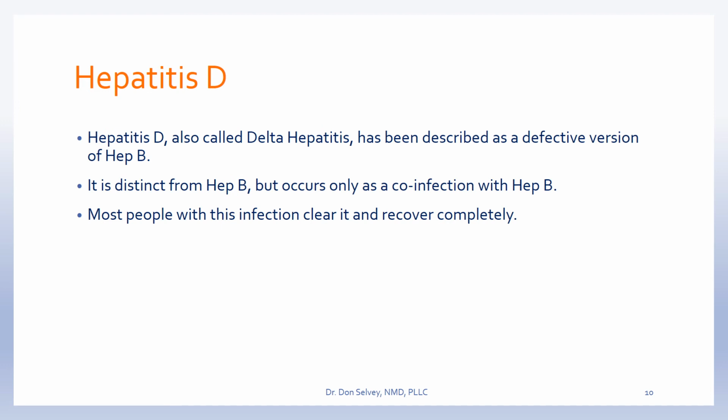Hepatitis D, or delta hepatitis, is a defective version of hepatitis B. It's not hepatitis B, but it's very similar to it. It occurs only when a patient already has hepatitis B, so it's a co-infection. Almost always patients will clear this, recover completely, and probably never know they had it.